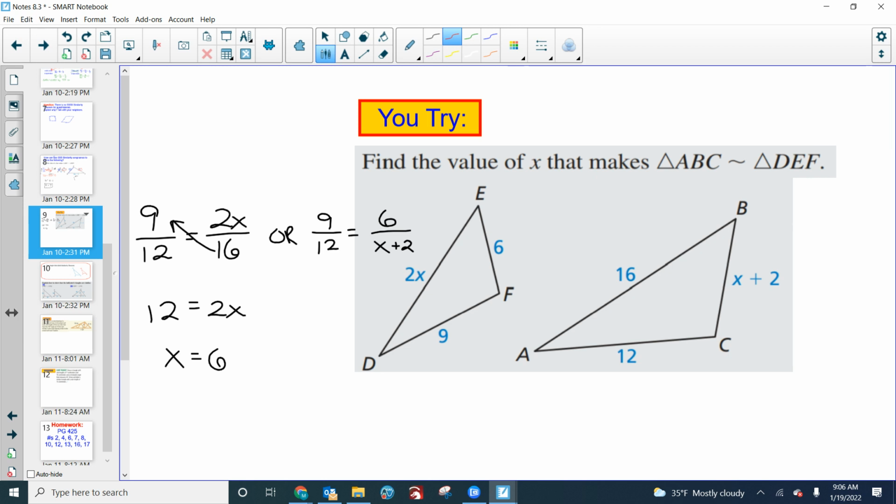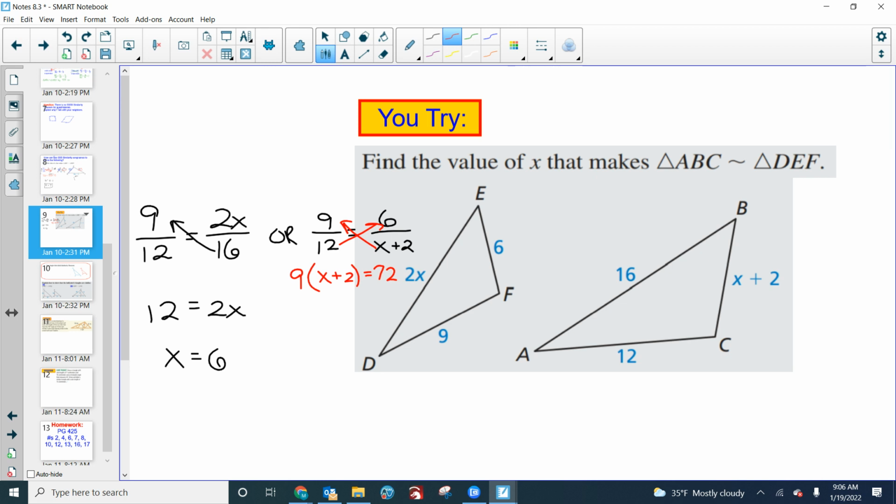If you did it this way, if your x is in the denominator, you do have to cross multiply. You have to cross multiply both parts. One is there, the other one to get x out of the denominator and write it like this. 9 times x plus 2 equals 72.